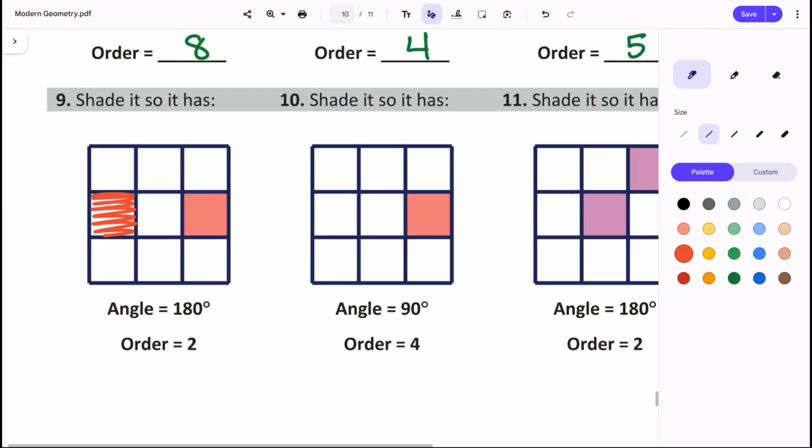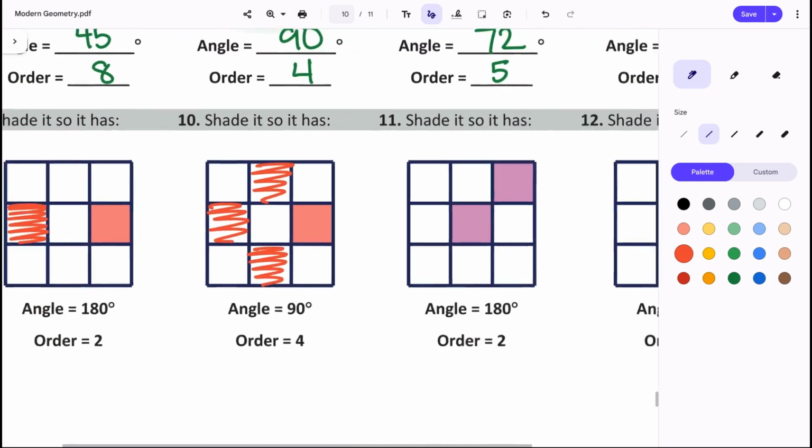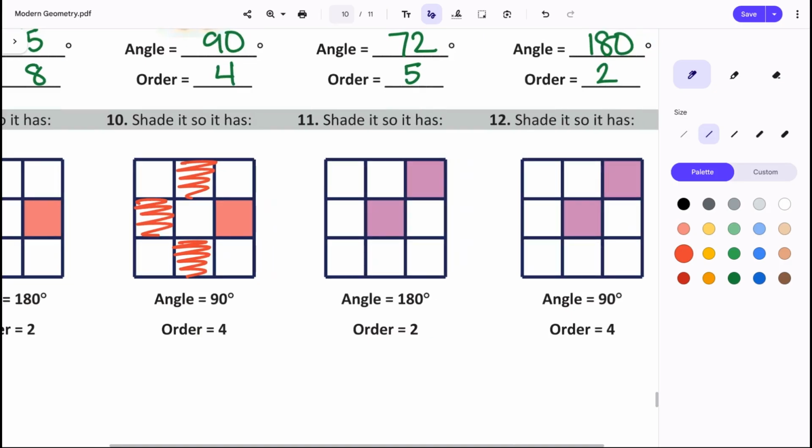How about for 10? It has an order of 4. The top middle. Good. Left middle, bottom middle. That's perfect. 11. The last diagonal one. This one here. Yep, I like that. 12. All corners. I agree.